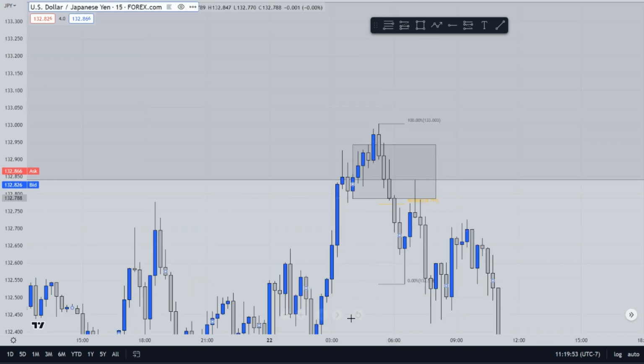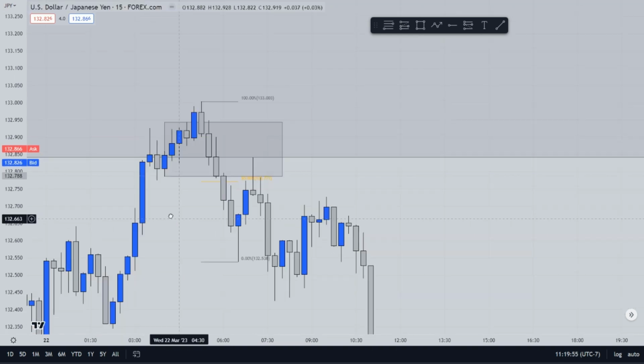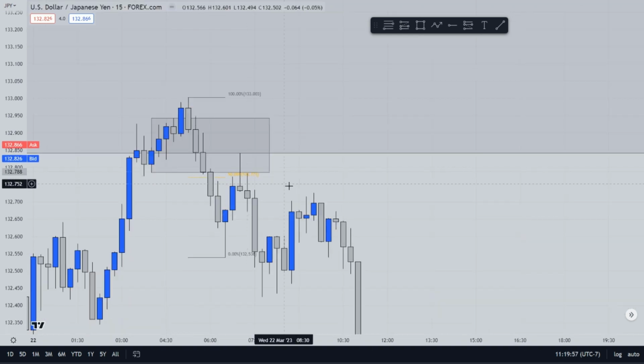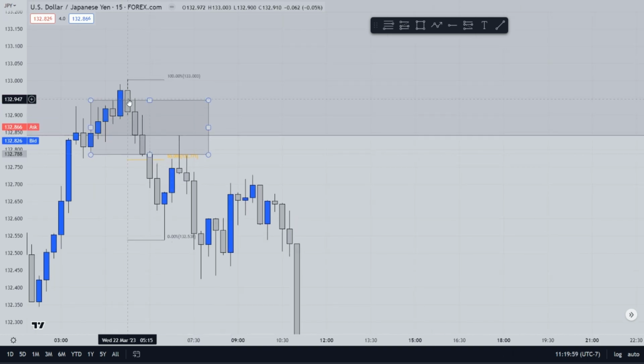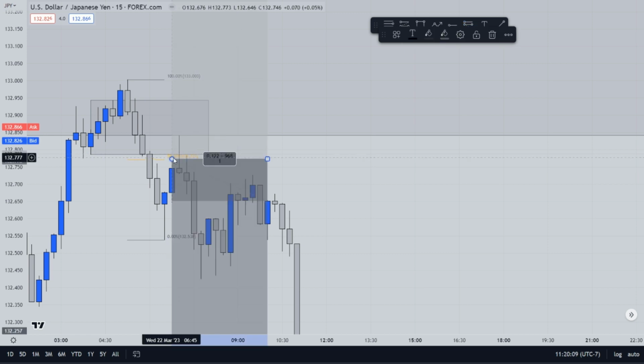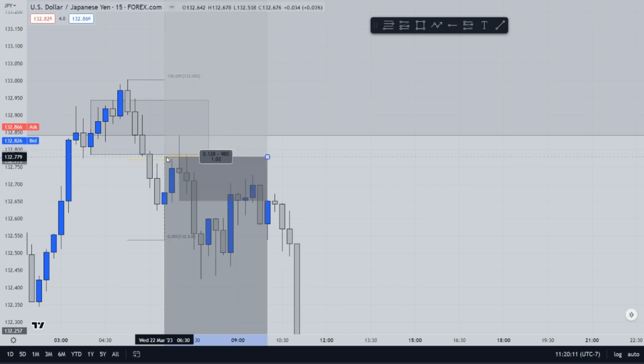Self explanatory. Price broke the structure, pulled back, and tested my 1 hour supply zone. I put my sell limit not directly at the bottom, but a little bit below.